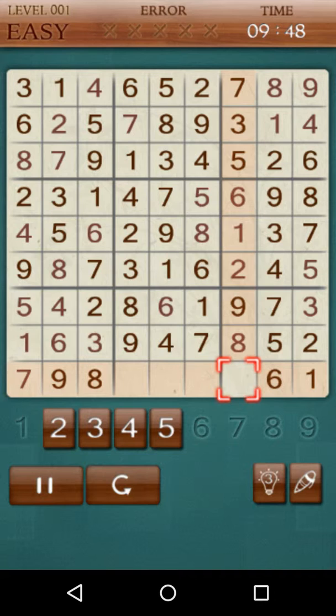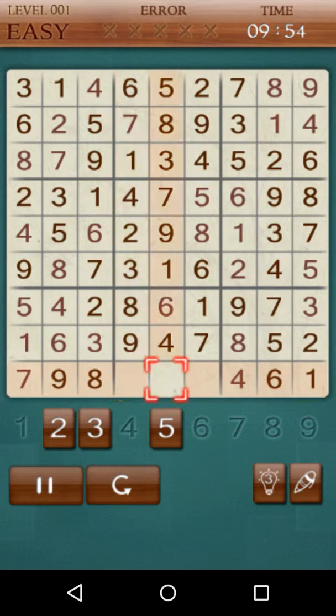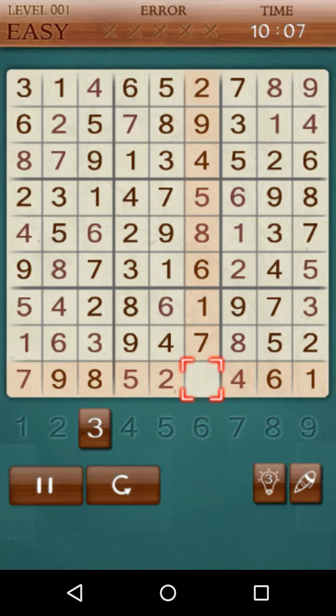What is that digit? 1 2 3 4, 4 is missing, so you can please close your eyes and write 4. Now 2, 3 and 5 are the only missing digits, so you can directly fill this. We need not apply any logic here. I can just find out the missing digit and enter 5 here, and enter 2 here, and enter 3 here.